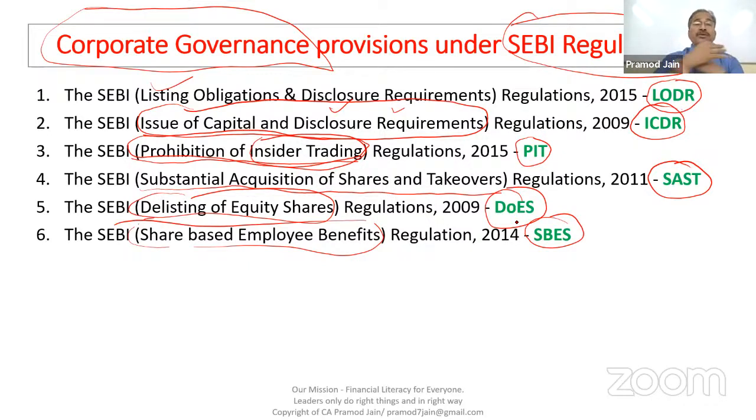So even if you go through them once or twice, that should be good enough for you to be well versed as to what are the provisions under these very important regulations brought out by SEBI from time to time.